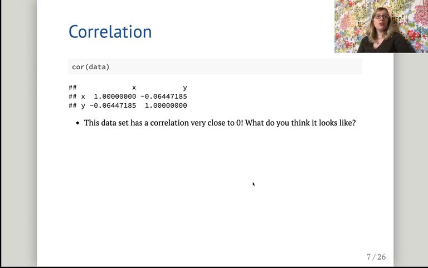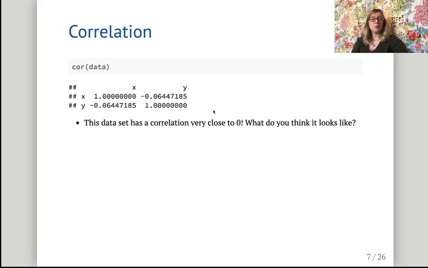We can calculate the correlation between any two variables in a data set in R using a function called cor. This function takes in a data set and calculates the correlation between every pair of variables. X is perfectly correlated with itself, so it has a correlation of 1. Y is perfectly correlated with itself, so it has a correlation of 1. X and Y have a correlation of negative 0.06.